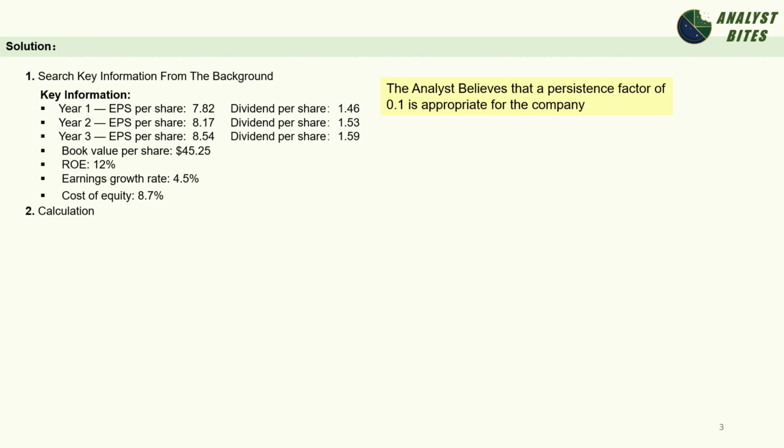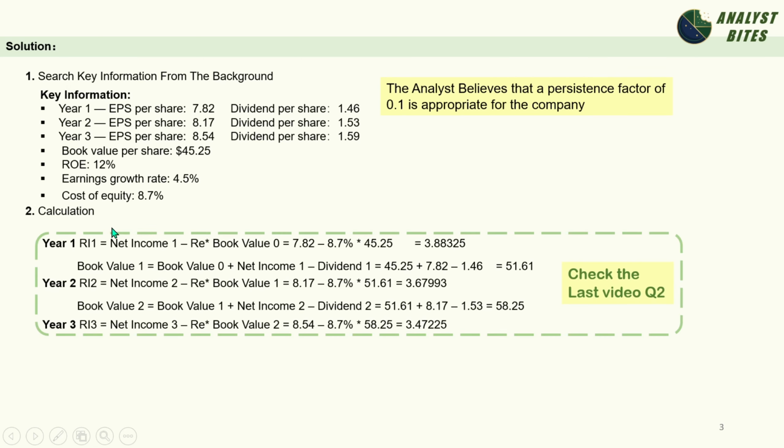Now that we have the formula, let's crunch the numbers. First, we need the RIs for the first few years. I won't bore you with the detailed math for RI1, RI2, and RI3. We practiced this step by step in the last video. So if you feel lost, please go back and watch that one first. Just remember the base method we learned before. Calculate the book value, then the RI, then roll forward. It's simple. The real challenge is here.